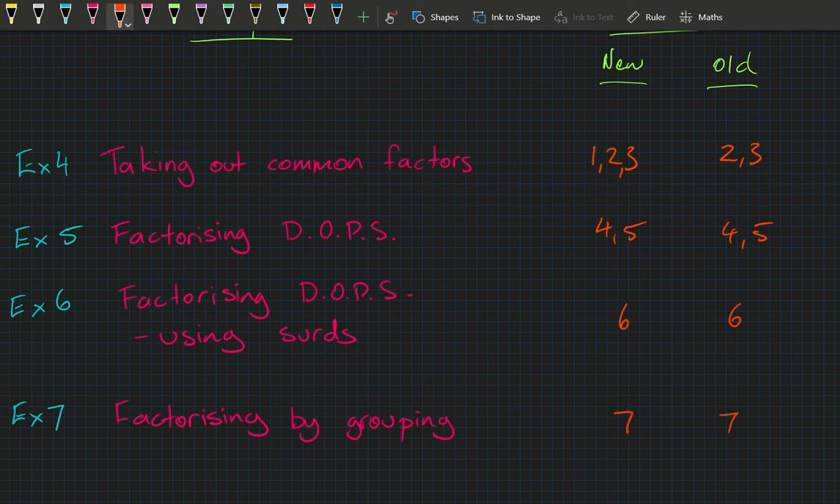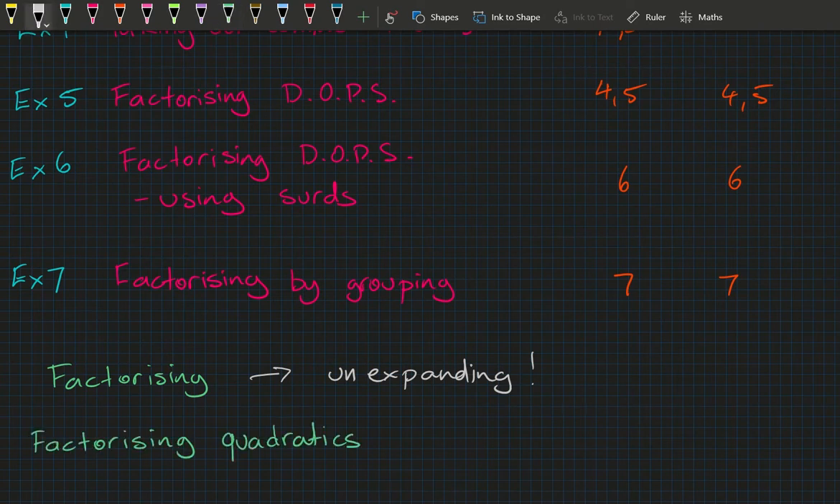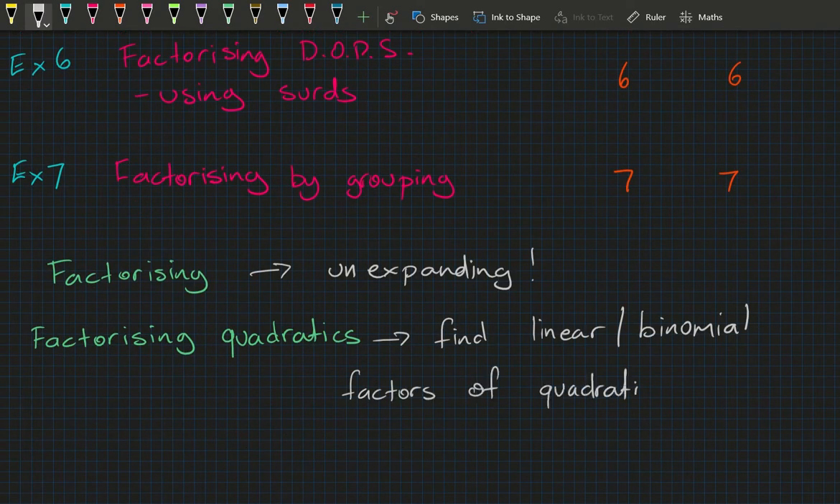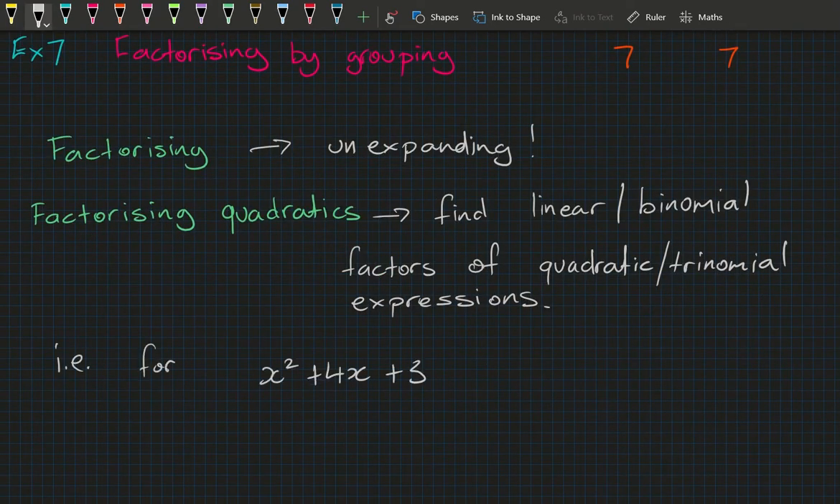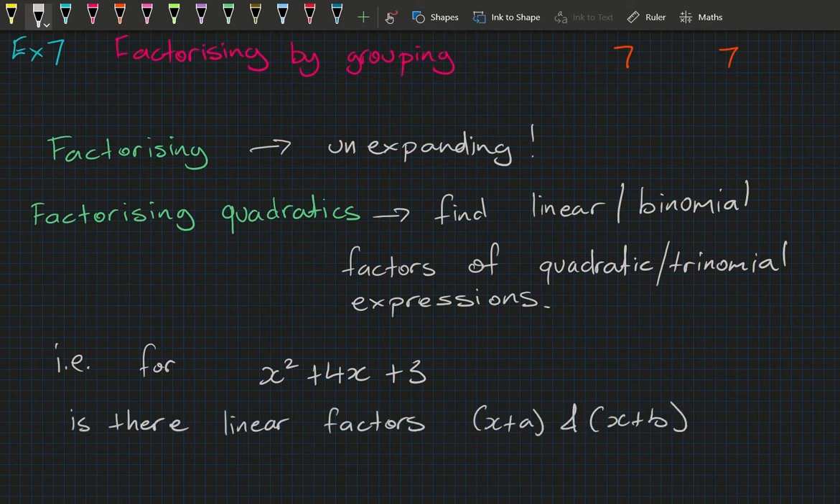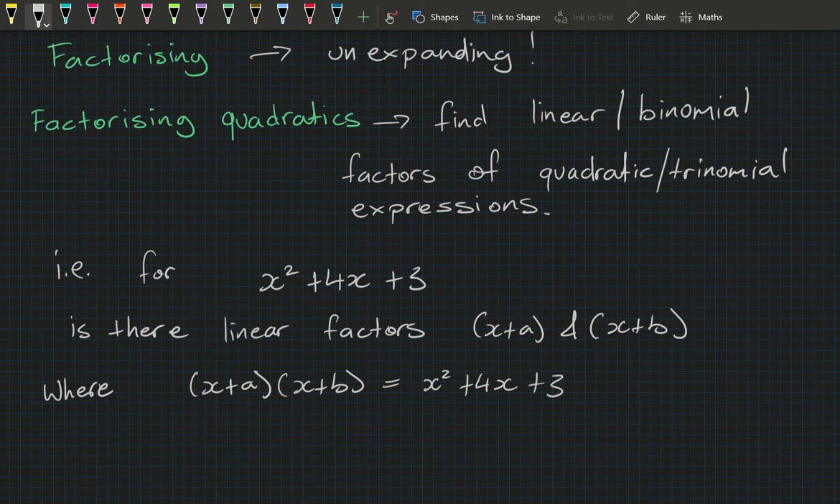The focus of today's class is factorising, and factorising is basically just unexpanding, which is why it was important to start this unit with a lesson on expanding. Factorising quadratics is finding linear binomial factors of quadratic trinomial expressions, i.e. for the quadratic x squared plus 4x plus 3, can we find linear factors x plus a and x plus b, where x plus a times x plus b is equal to that quadratic x squared plus 4x plus 3.